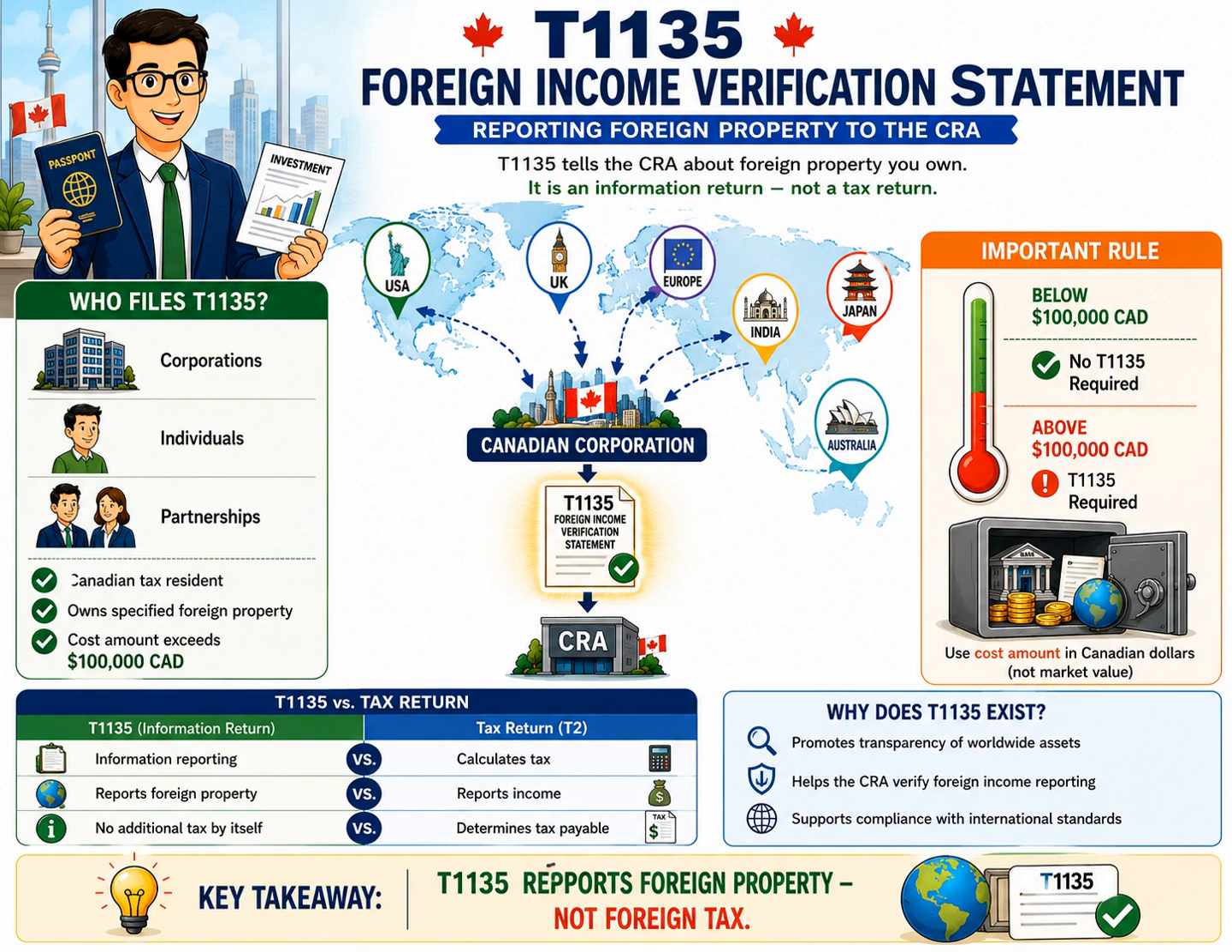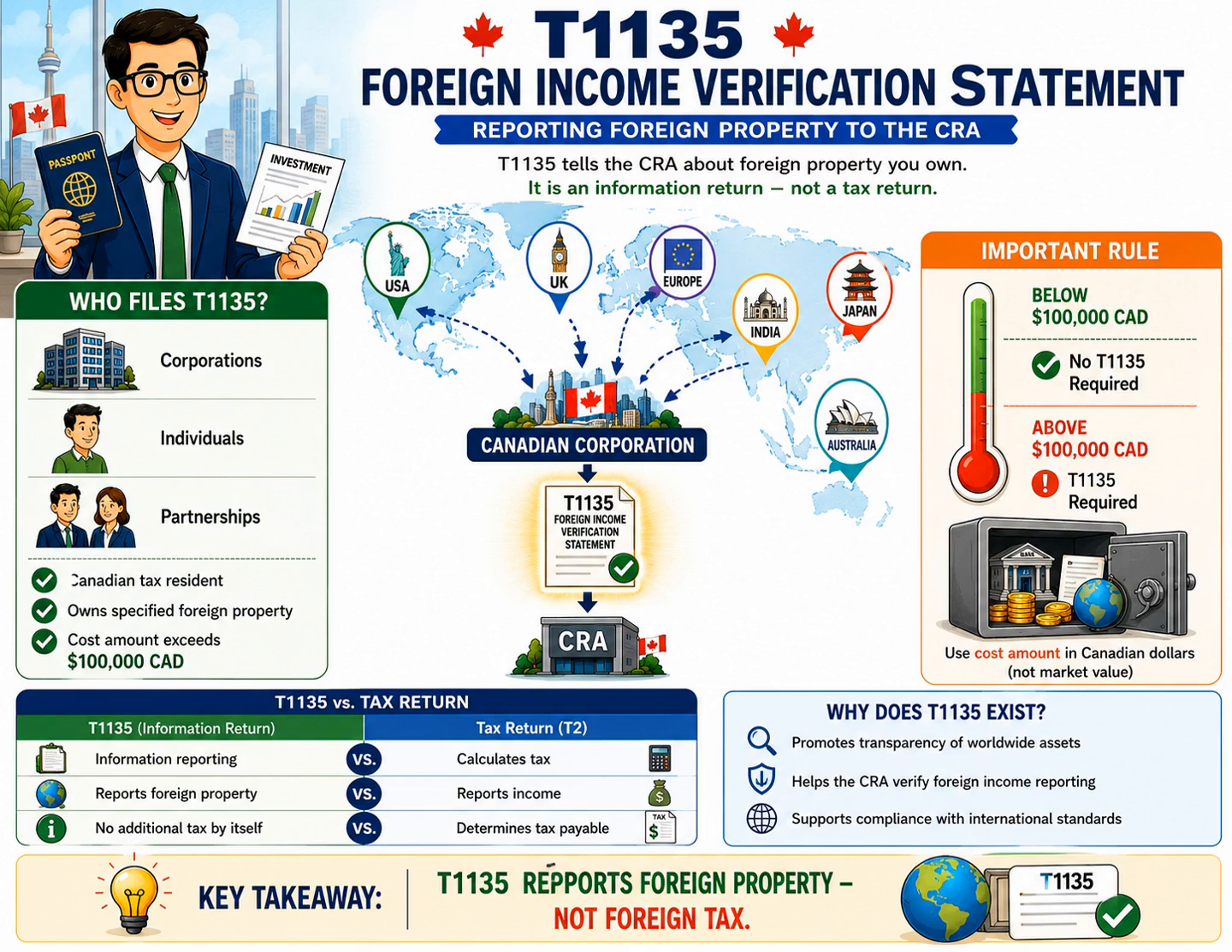The diagram in the center illustrates this process. A Canadian corporation may own investments or property in different parts of the world, such as the United States, the United Kingdom, Europe, India, Australia, or Japan. Instead of reporting each country separately to different tax authorities, the corporation reports its specified foreign property to the CRA by filing Form T1135.